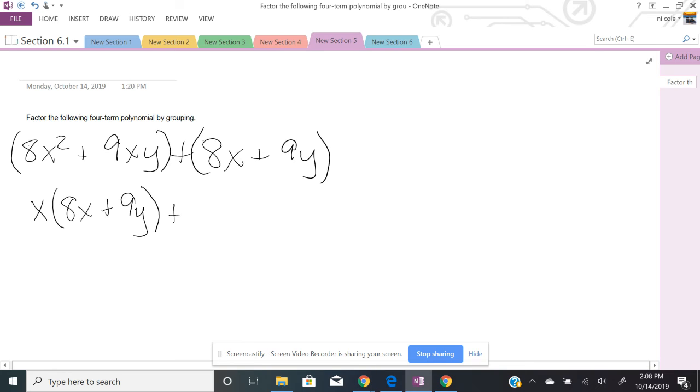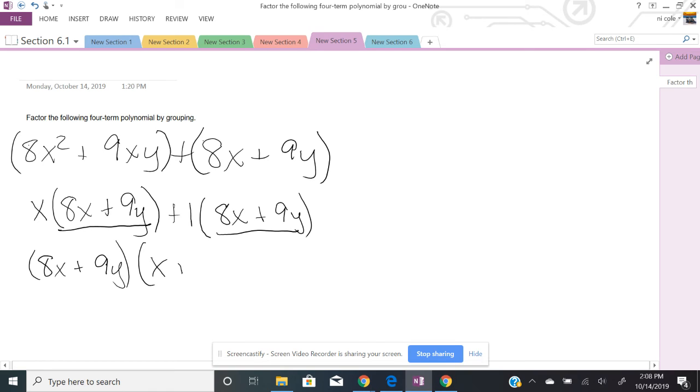8 and 9 have nothing in common. X and y have nothing in common. Well, they always have that 1. So I'm just going to put a 1 as a placeholder. So I have 8x plus 9y. If I have that and that, they are the same. So I'm going to copy them: 8x plus 9y, parentheses, x plus 1. Okay? So even though we couldn't pull anything greater than 1, we still have that 1 there. And you can FOIL these to determine whether or not you have the right answer.